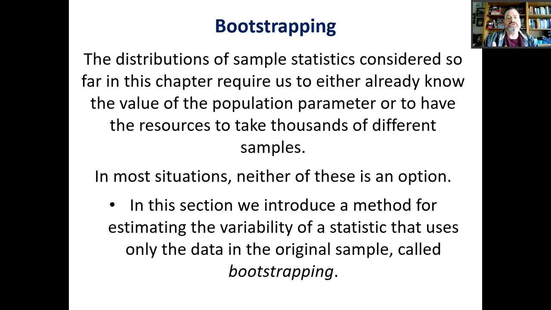And so the distributions of sample statistics considered so far in this chapter require us either to already know the value of the population parameter, right? We saw that with the NFL contracts problem, or to have the resources to take thousands of different samples. In most situations, neither of these is an option. In this section, we introduce a method for estimating the variability of a statistic that uses only the data in the original sample, called bootstrapping.